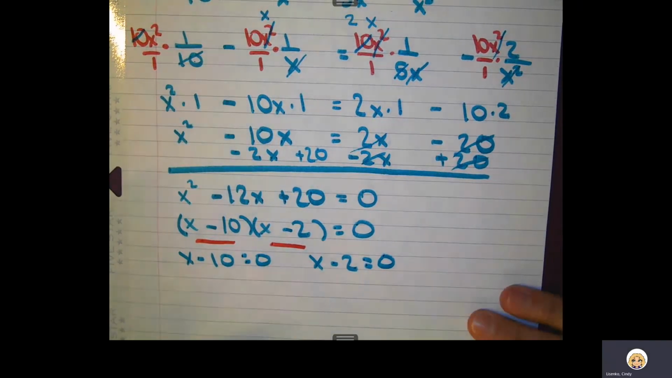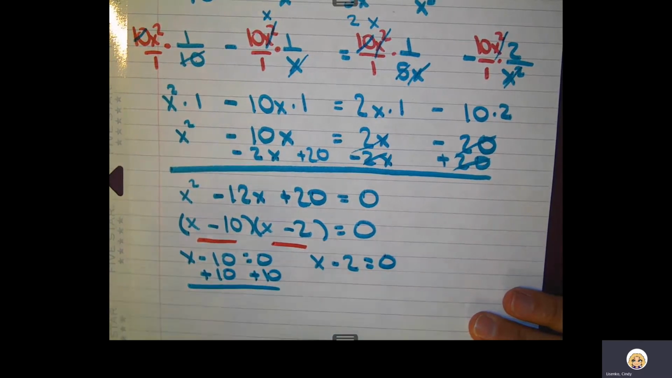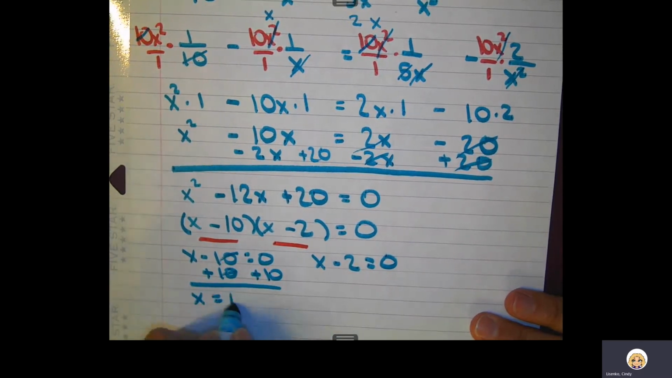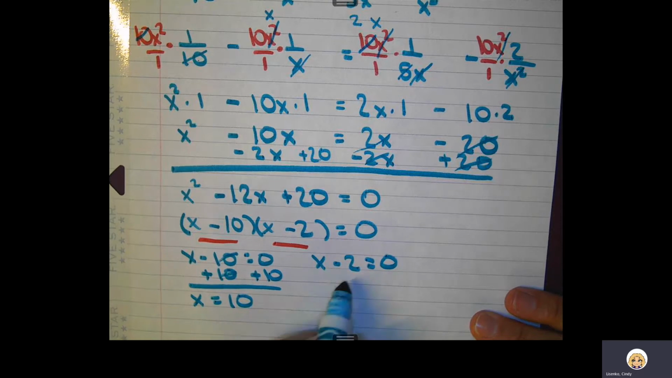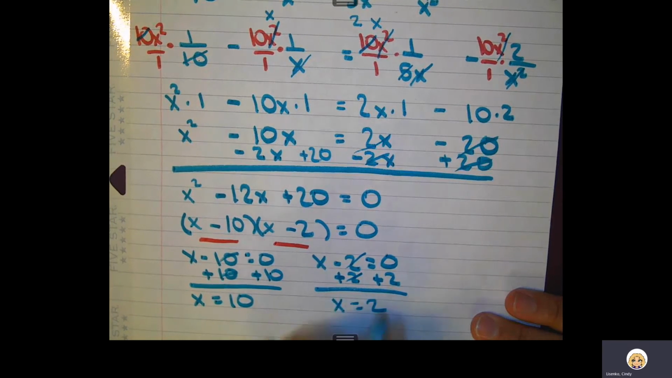Now I can go ahead and solve. This says minus 10, so I can add 10 to both sides. We get x equals 10. I'm going to hold off before I circle. Over here I see minus 2, so I'm going to add 2. 2's cancel. We have x equals 2.